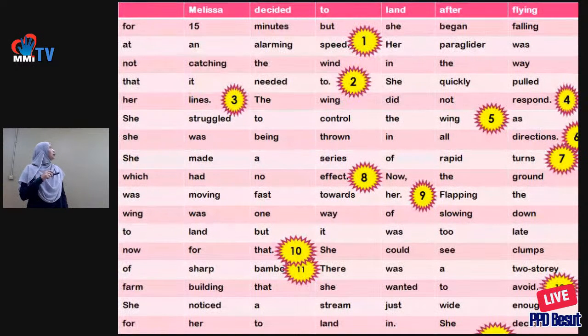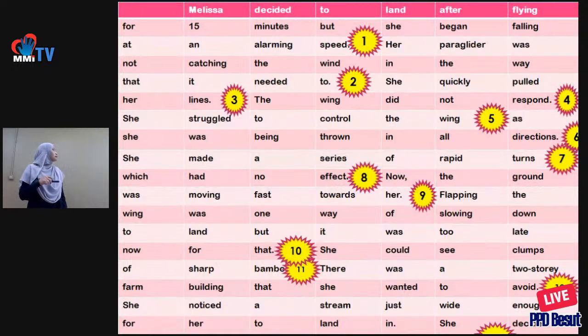She quickly pulled her lines. The wing did not respond. She struggled to control the wing as she was being thrown in all directions. She made a series of rapid turns, which had no effect. Now the ground was moving fast towards her. Flapping the wing was one way of slowing down to land, but it was too late now for that.